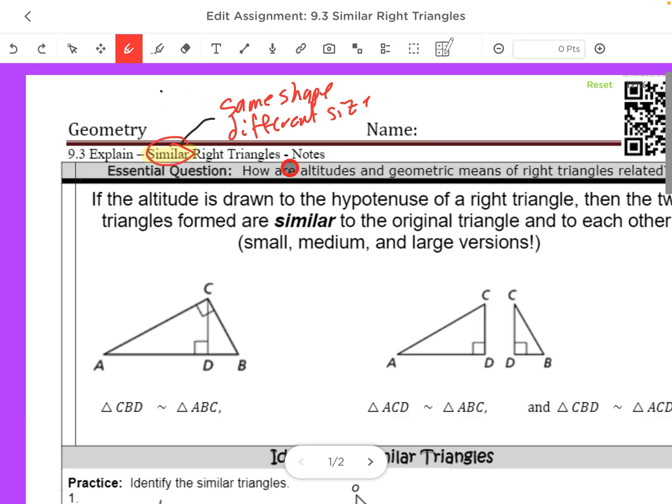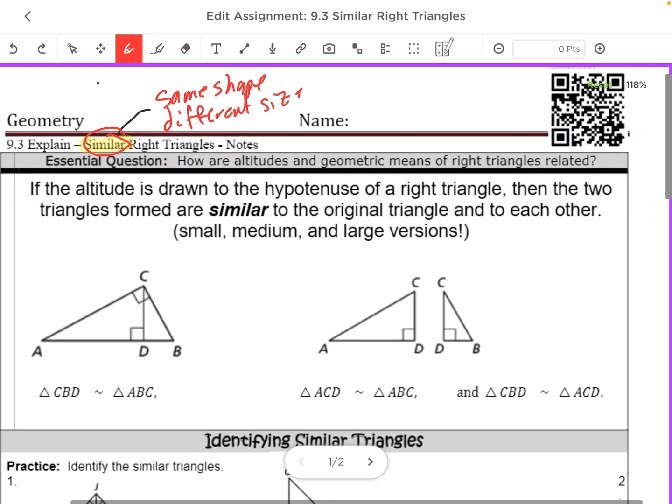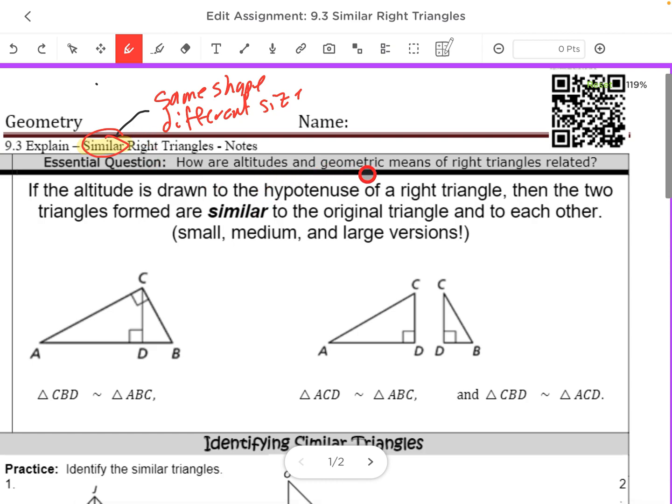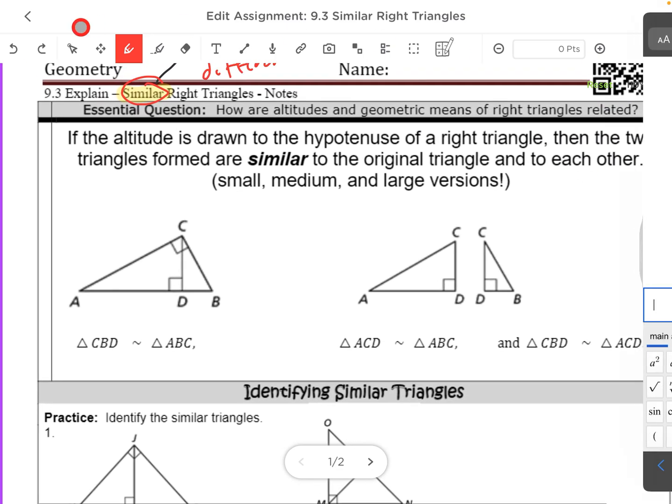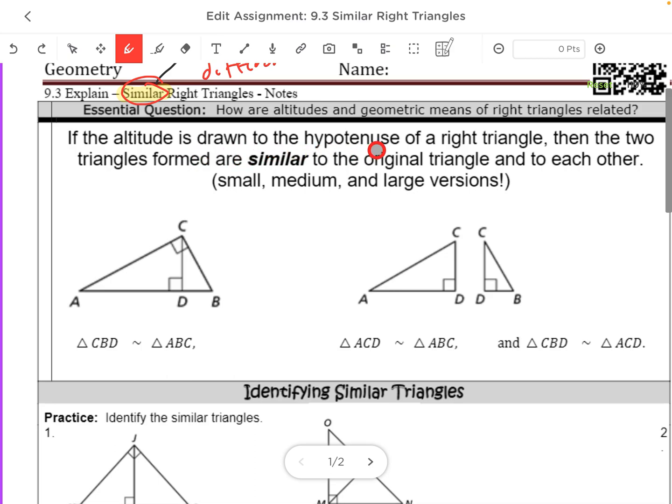Our essential question today is: how are the altitudes and geometric means of right triangles related? That's what we'll be able to answer today. So, let's talk about that first. If an altitude is drawn to the hypotenuse of a right triangle, then the two triangles formed are similar to the original triangle and to each other. That's a lot of technical terms. What does that mean?